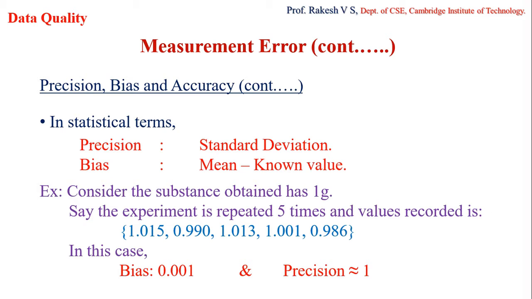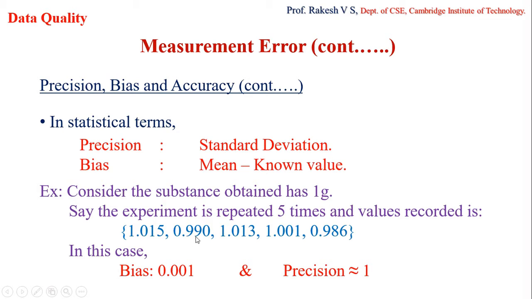Consider an example. In this example, the substance to be obtained is 1 gram. We already have the value that the substance to be obtained is 1 gram. Now say I am performing this experiment 5 times. Repeatedly I am doing the same experiment, and I am noting down the amount of substance that is obtained each time. As mentioned here, the first time I did, I got the value 1.015.